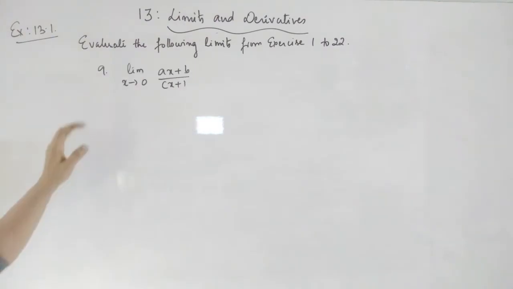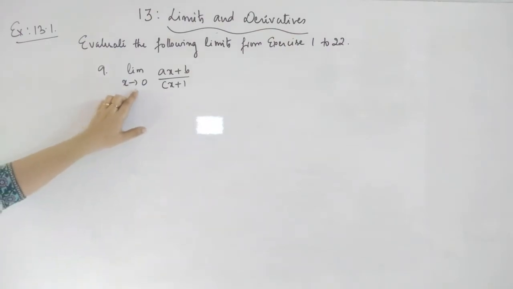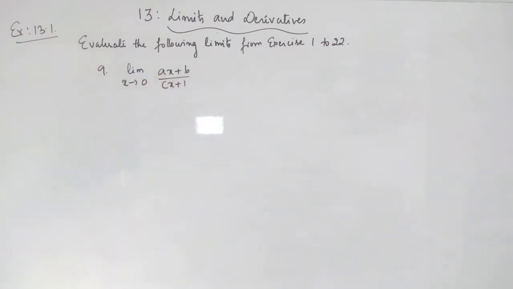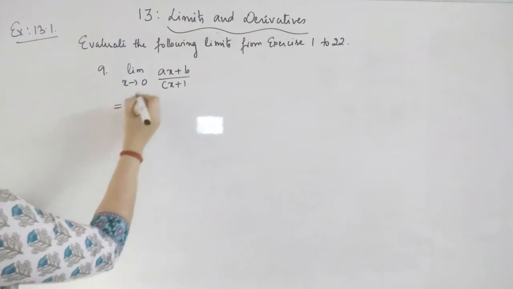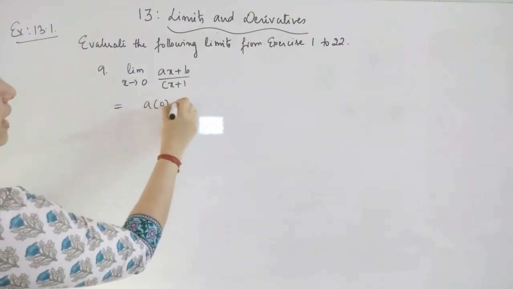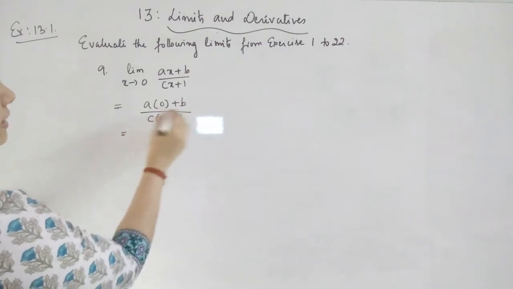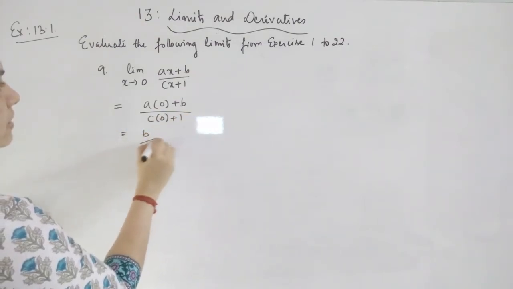Okay. Ninth problem is limit x tends to 0, ax plus b divided by cx plus 1. Now in this problem, when we replace x with 0, you can just see that the denominator is not giving you 0. Again the numerator will also not give you 0. So this is not in the form 0 by 0. That means you can apply the direct method, that is just replacing the value of x with 0. And that is enough. You will get b by 1, which is b.